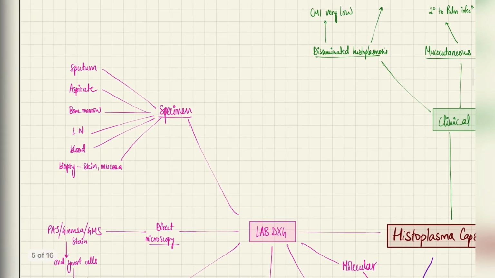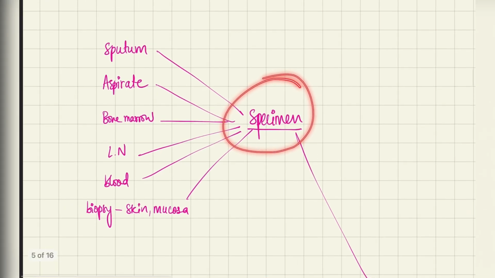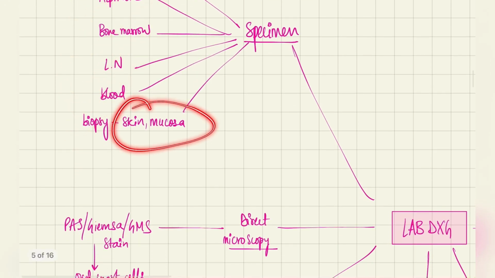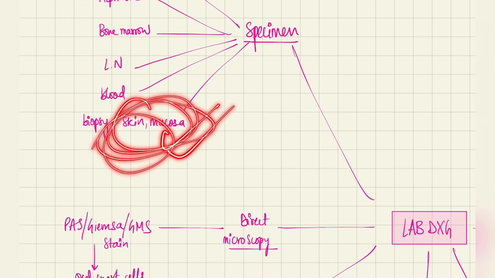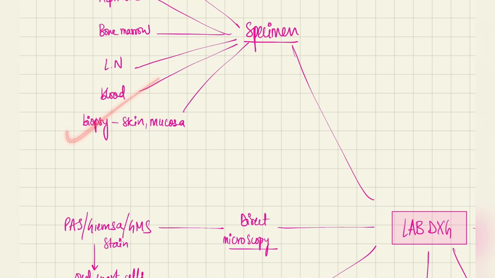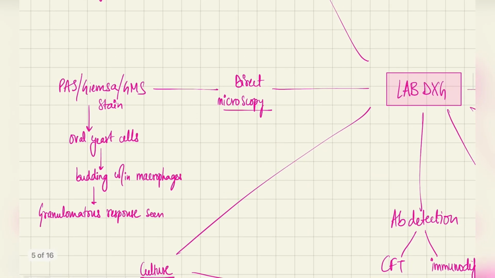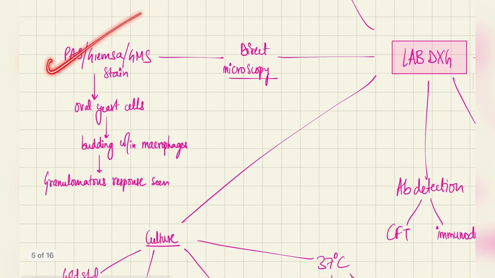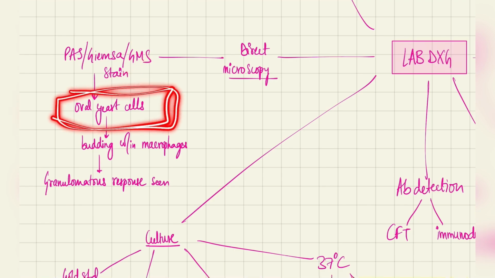Coming to the lab diagnosis, you take a specimen for analysis from the sputum. You take an aspirate, bone marrow, lymph node, blood, or biopsy of the skin and mucosa. Remember the mucocutaneous lesions, you can biopsy those. Coming to direct microscopy, we have PAS, GMSA, Gomori methenamine silver stain, and all these will characteristically detect the yeast form, the oval yeast cells.